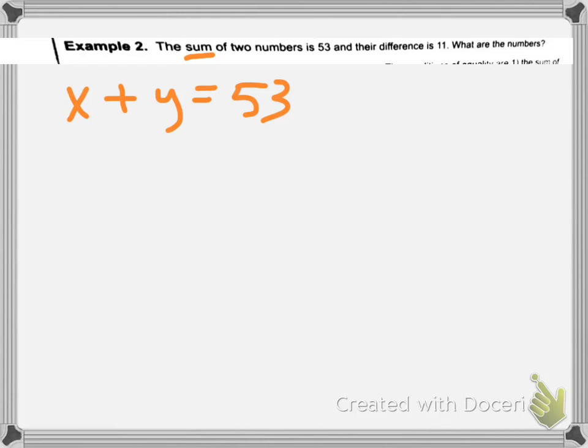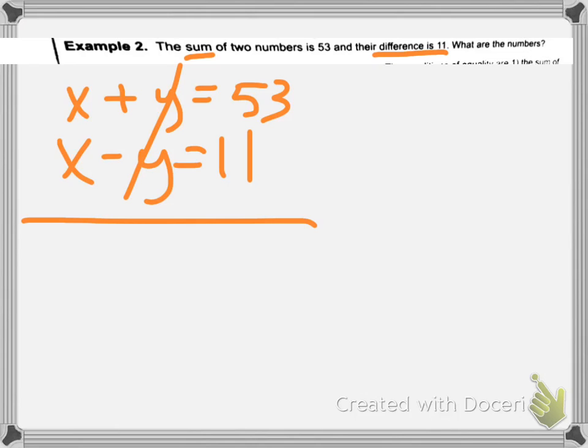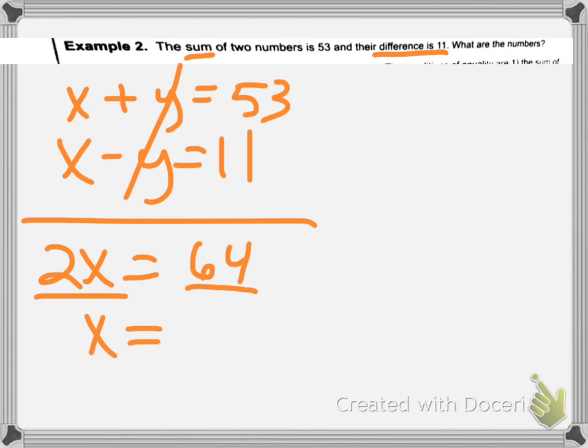So then it says that their difference is 11. What does difference mean? Subtract. Right, so I'm going to go x minus y equals 11. It wants to know what those two numbers are. The nice thing about this is it's already set up for us, right? Yes. So 2x equals 64, and then divide by 2. Should be 32.